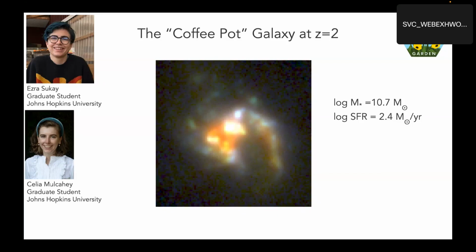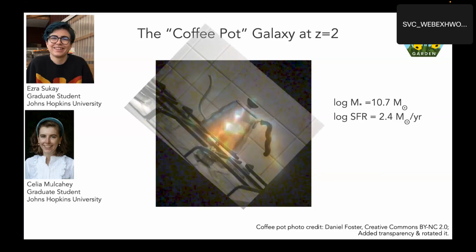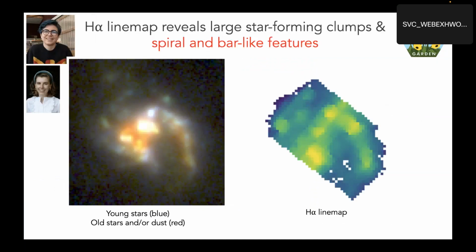So my student, Ezra Suke, is leading this with a lot of work done also by Celia Mulcahy. This is a Hubble and James Webb image. You can see it's a hot mess of a galaxy. There's a lot going on here. It's not just a spiral disk. We call it the coffee pot because that's what it looks like to us, and we're tired of memorizing galaxy numbers. So this is from an older reduction. We actually have a new reduction this week, so it gets even better.